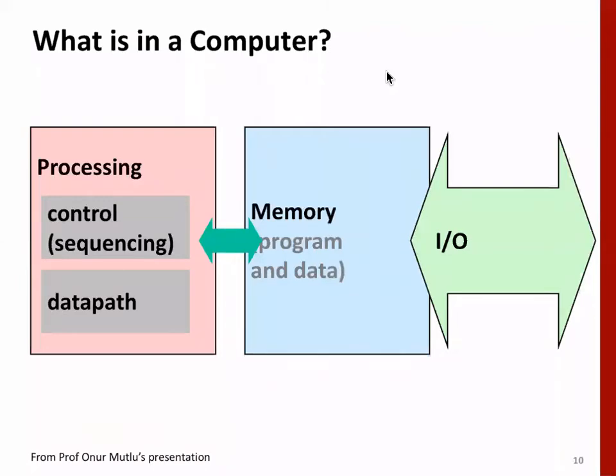And second is the data path, where actual data movement happens. For example, data can move from a register to the ALU, or from the ALU to memory. All these are part of the data path, wherein actual data movement happens from where data is stored permanently or temporarily.